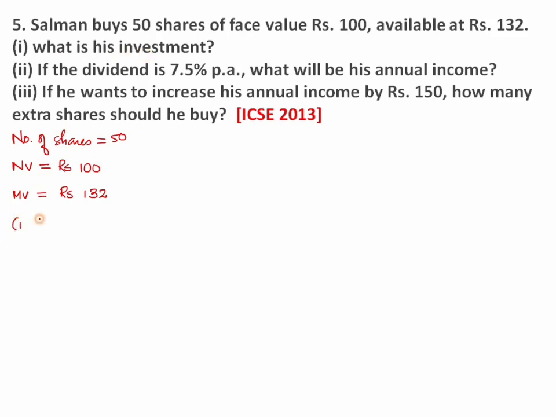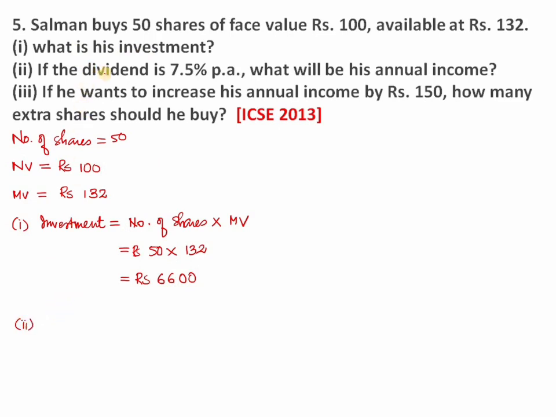So number one is investment. So what is the formula for investment? The formula for investment is number of shares into market value. So what is number of shares? It is 50. What is MV? MV is 132. So rupees we'll write in front. So multiply these two. So your answer will be 6600. So when you multiply these two, you will get your investment. That is, the investment of Salman is rupees 6600. Let's see the second part of the question.